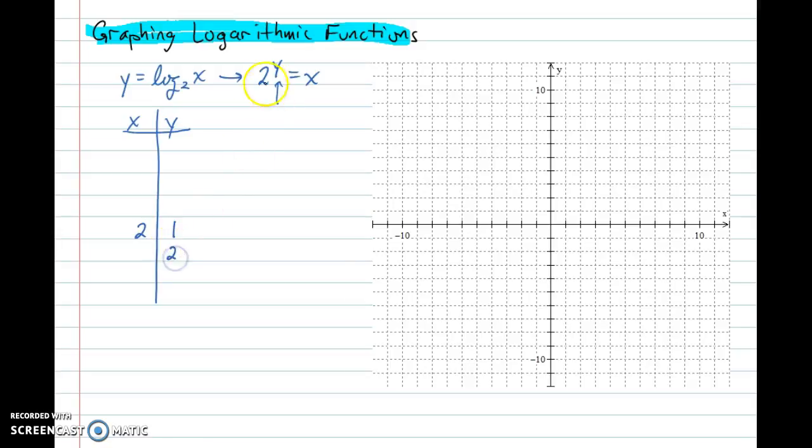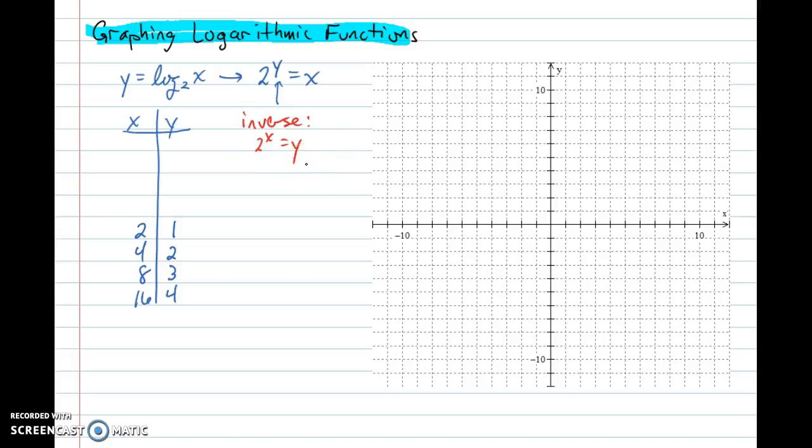When y is 2, 2 squared is 4, so x is 4. When y is 3, 2 to the third power is 8, and when y is 4, 2 to the fourth power gives us 16. And you may be noticing that you're used to writing those 1, 2, 3, 4 numbers in the x column, and these 2, 4, 8, 16 numbers in the y column. But that's because we've often been graphing the inverse function, 2 to the x equals y.